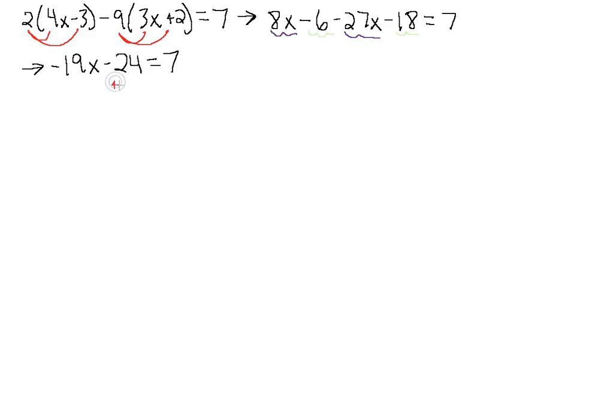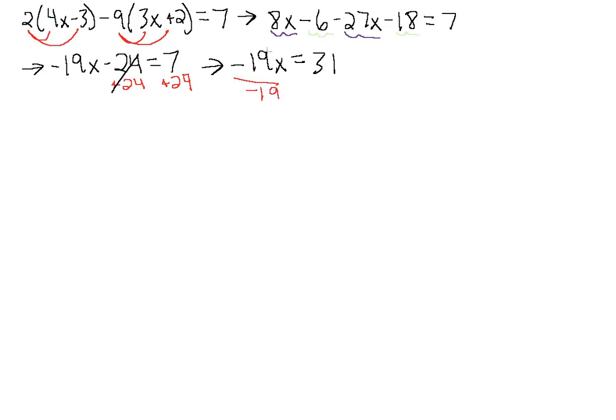So let's start off by adding 24 to both sides. Plus 24. The minus and a positive 24 cancel out, which leaves us a minus 19x equals 7 plus 24 is 31. And we have one more step. We have the variable being multiplied by a whole number, so we simply divide by the coefficient.